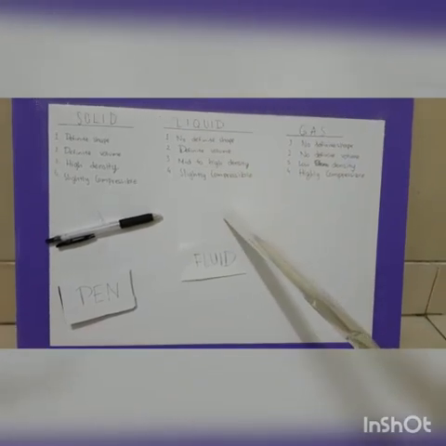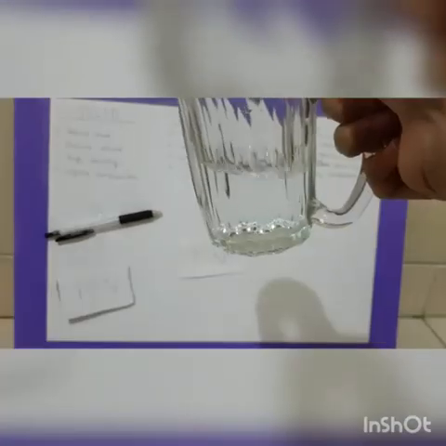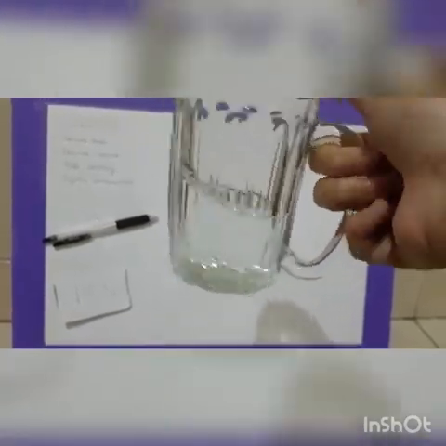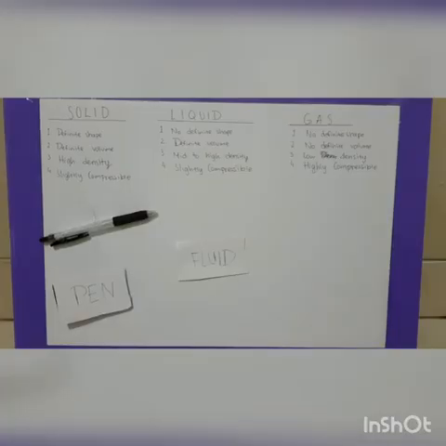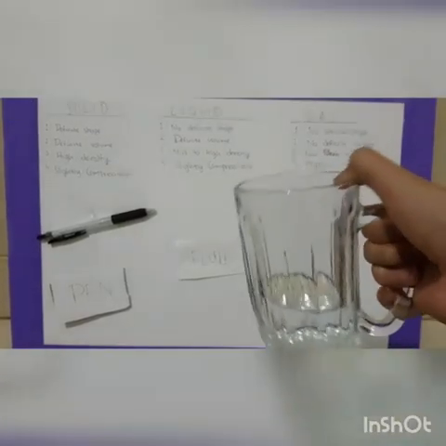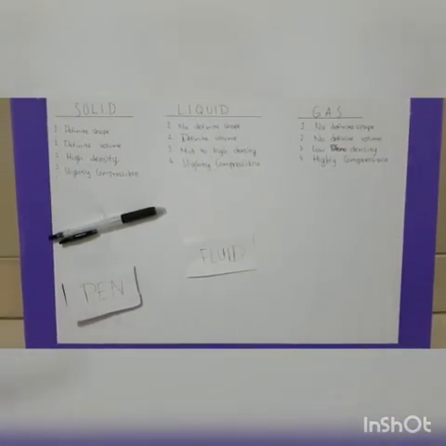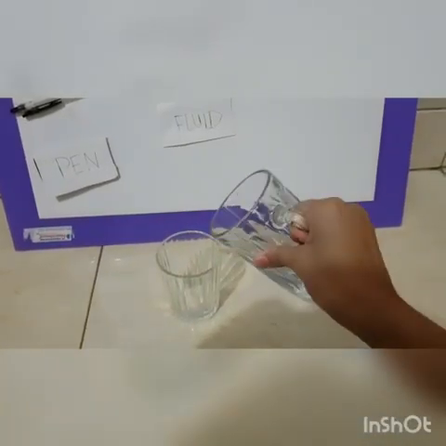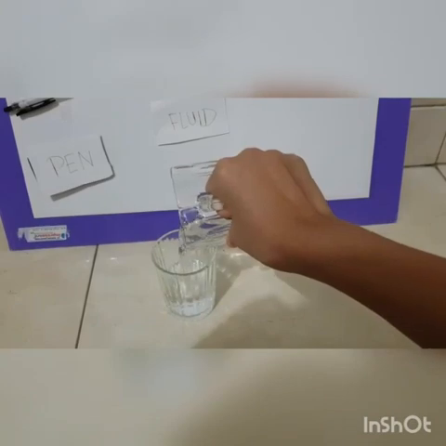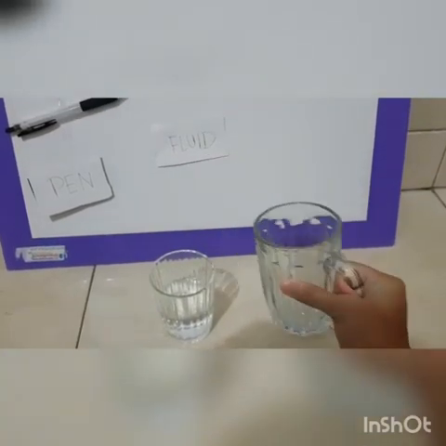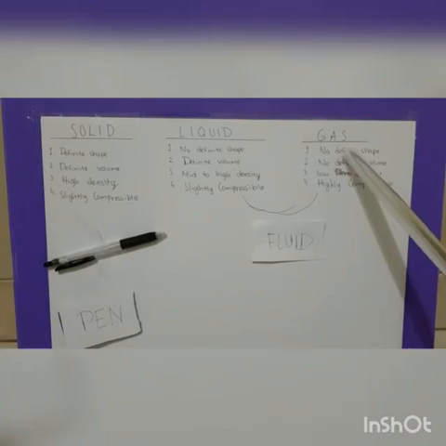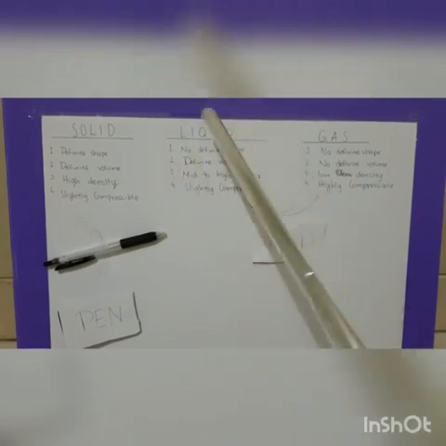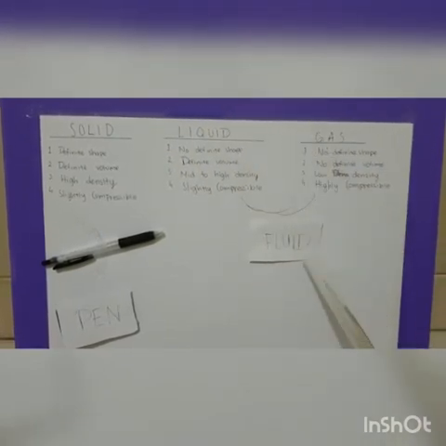Liquids, on the other hand, are fluid. They have no definite shape, but they do have a fixed volume. Liquids can flow. So if I take a cup, I can take another cup and pour liquid into it. Gas can flow too, but solids don't have that ability to flow, so liquid and gas are known as fluids.